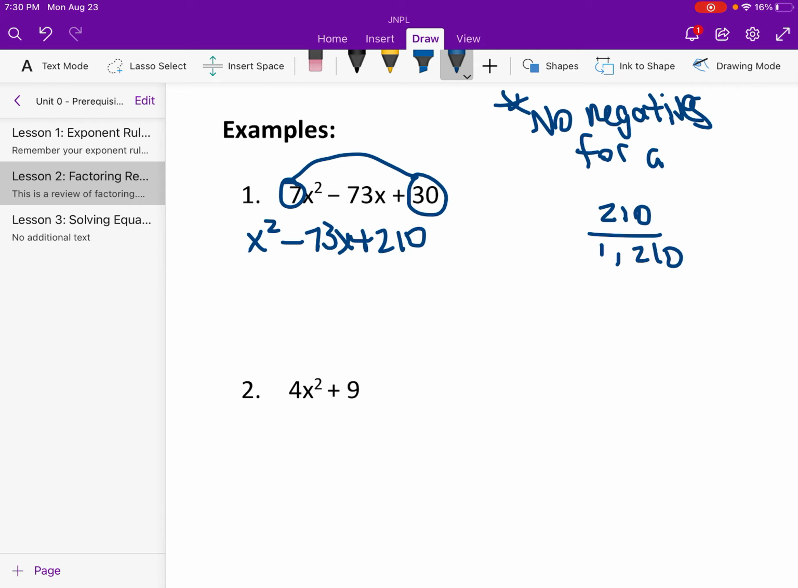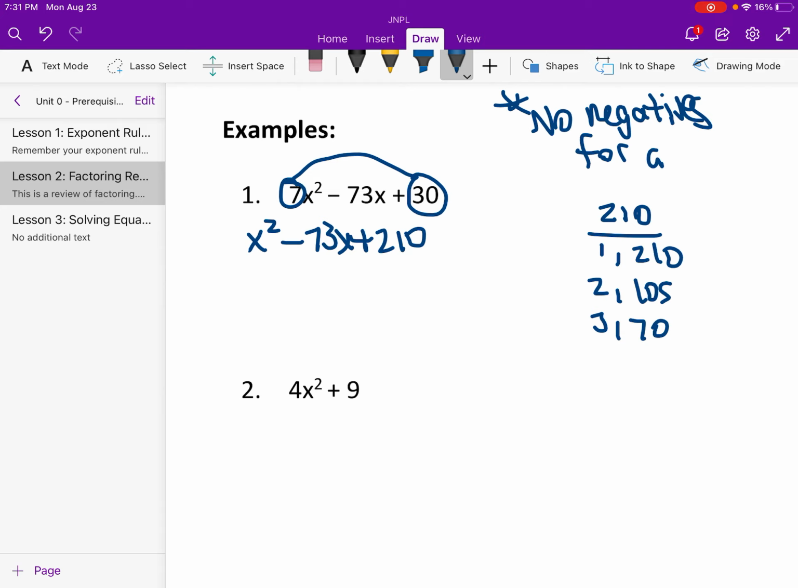Then 210 divided by 2, that's 105. So 2 and 105, does that work? No. Then 210 divided by 3 is 70. Does that work? Yes, because 70 plus 3 is 73.